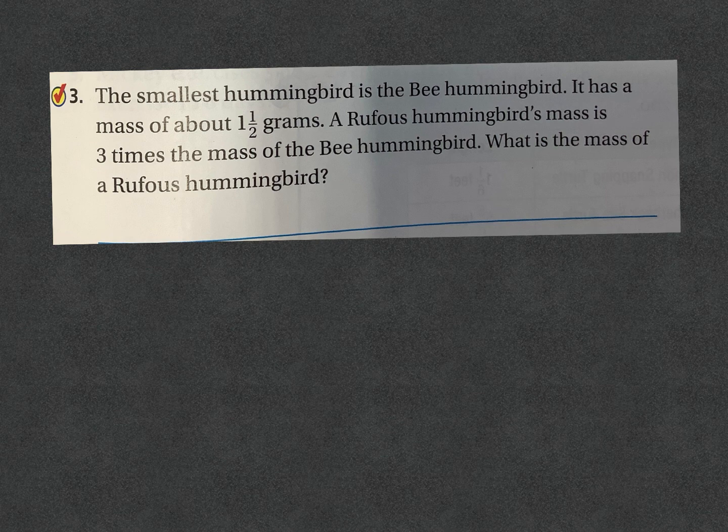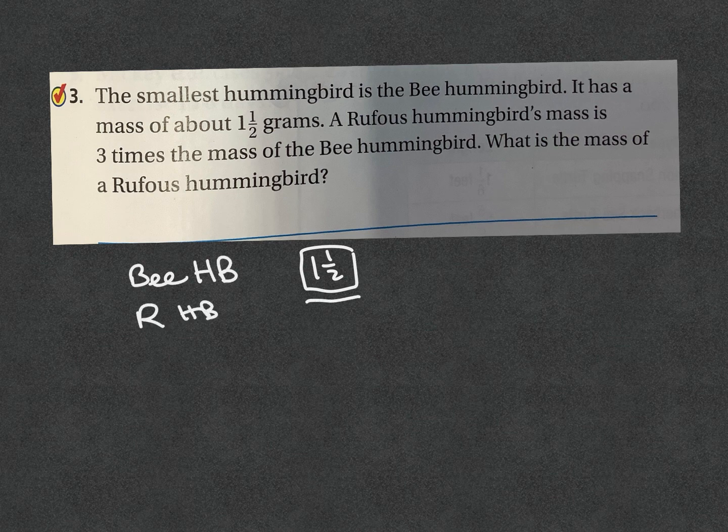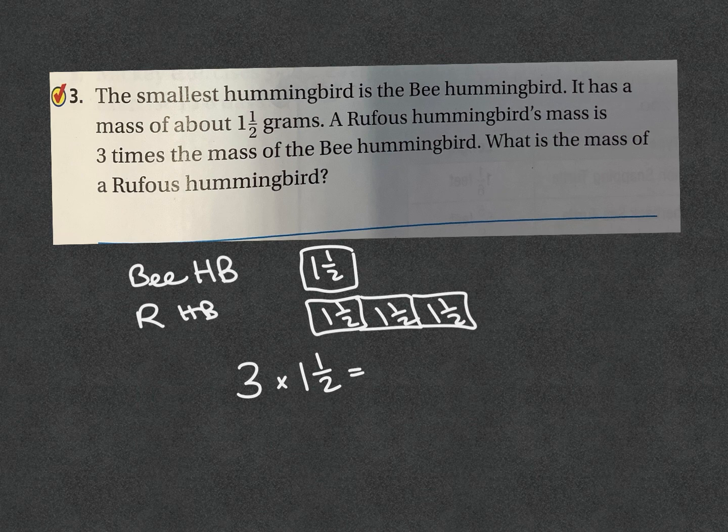So I have the bee hummingbird, that's how I'm going to abbreviate it, is 1 1/2 grams. And the rufous hummingbird is 3 times that amount. So 1, 2, 3 times that amount. 3 times the 1 1/2. Change this to an improper fraction. 1 times 2 is 2, plus 1 is 3. That's going to be 3/2.